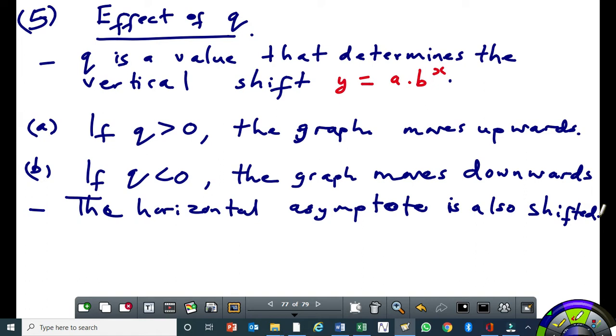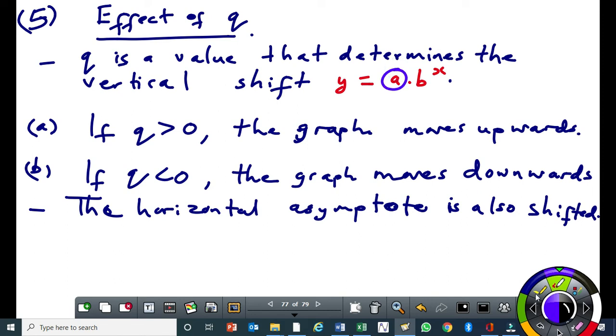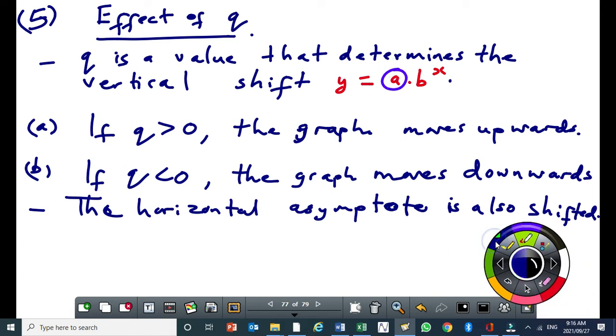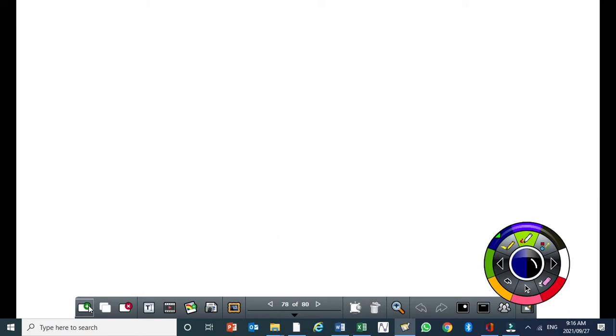Now number 6 is the effect of A. This A here. You need to know what it does. Can I move to the next page? So number 6, effect of A. Well, the way that I'm going to explain is this way.